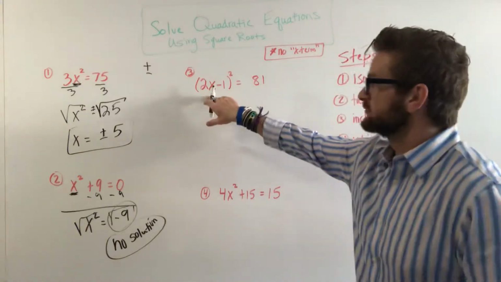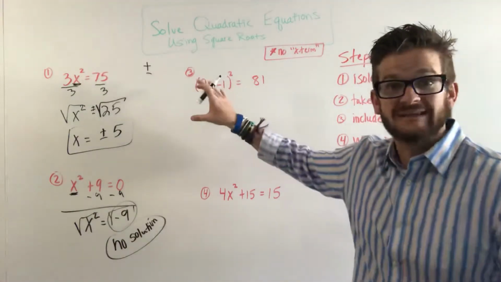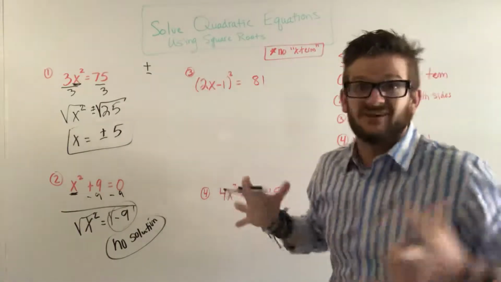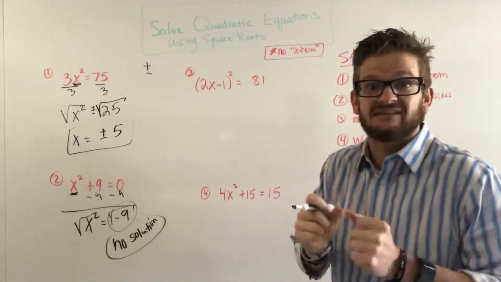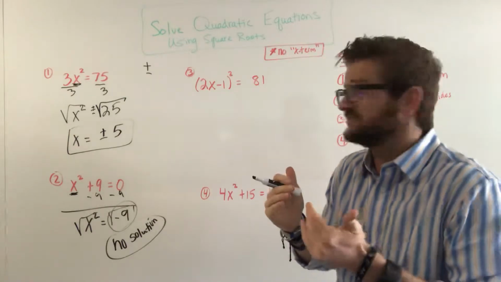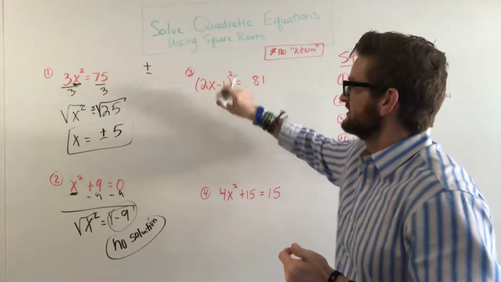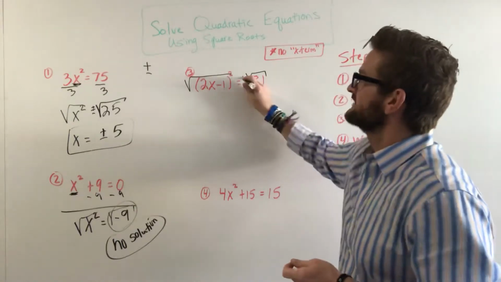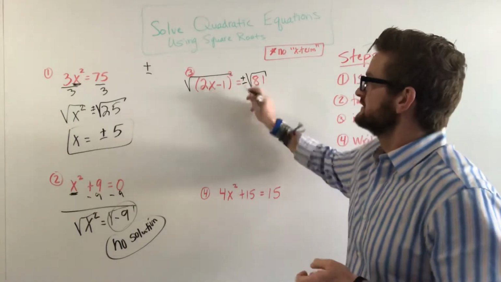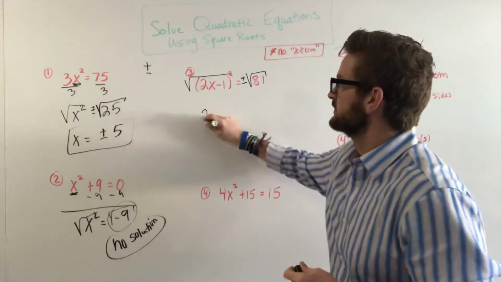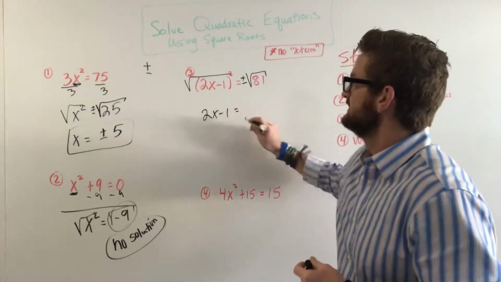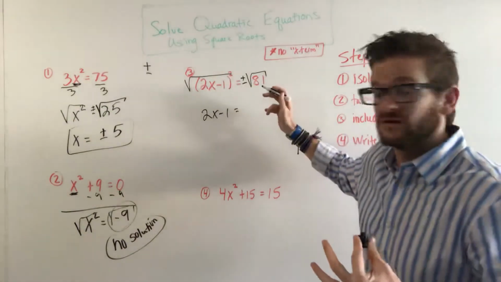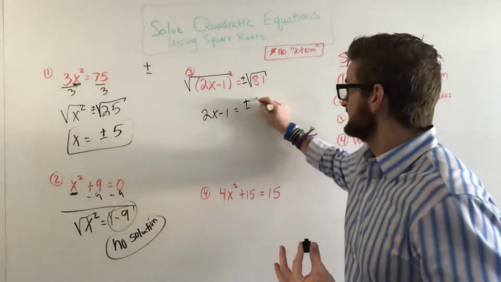Moving on to example 3. Whatever is being squared, we're going to isolate. This whole parenthesis is being squared, so we're going to isolate it. It's already isolated. If it's not, then we need to do some operations to get it by itself. Here, it's already there, so we're going to square root both sides. We're not going to forget the plus minus here. So on the left side, we're left with 2x minus 1. On the right side, we have the plus minus the square root of 81. The square root of 81 is 9, so we have plus minus 9.